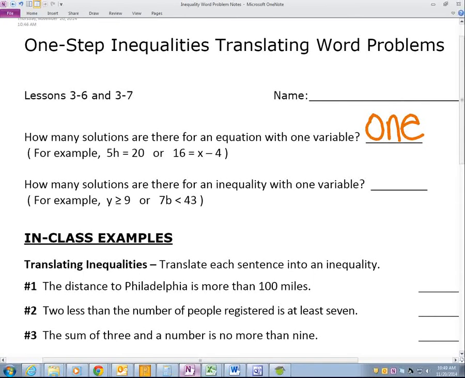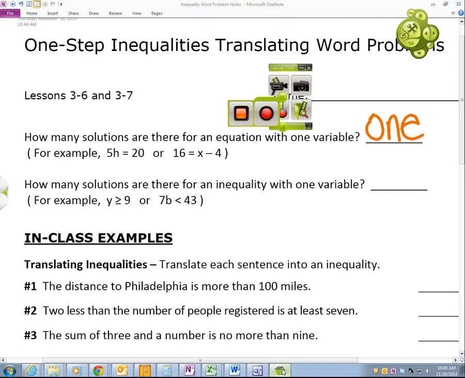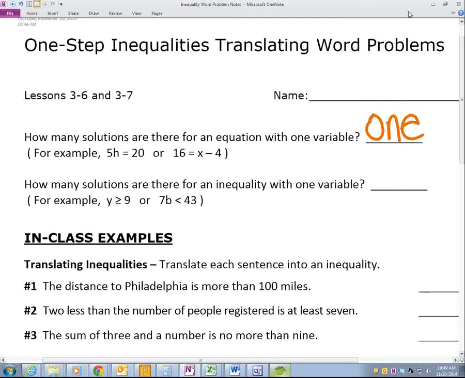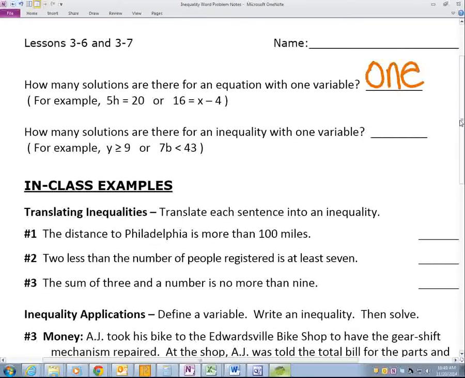How about the next one, Jeremy? I'm going to say 2. 2? Okay, I'm going to disagree. That wasn't my question. What difference does it make? Is it 1? No, it is not 1. How many solutions are there for an inequality? How many solutions are there? Jeff? 4? Nope, bigger than that.